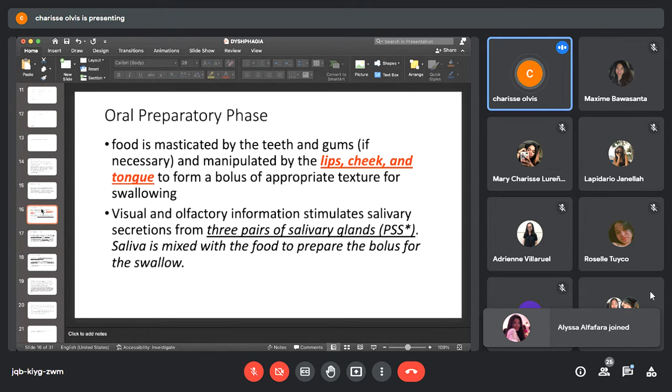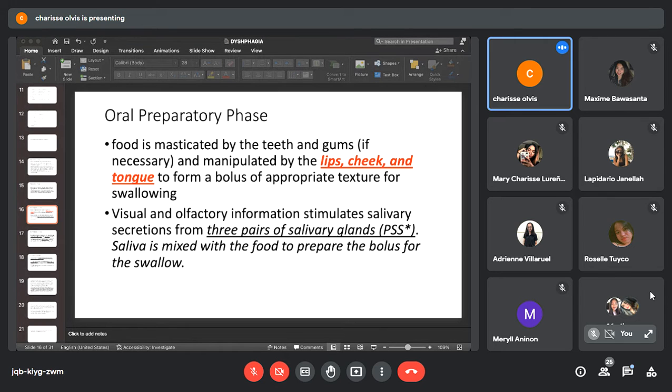In this phase as well, food is not chewed properly without the saliva, because the saliva is the one that mixes with the food to prepare the bolus for the swallow. So, what are the three pairs of salivary glands? Three pairs of salivary glands. Does anyone remember?